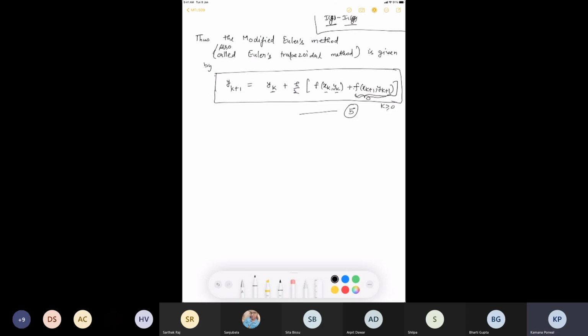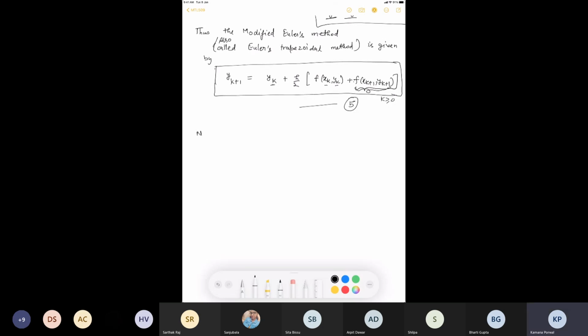Note that this formula 5 involves an implicit relation for y_{k+1}.